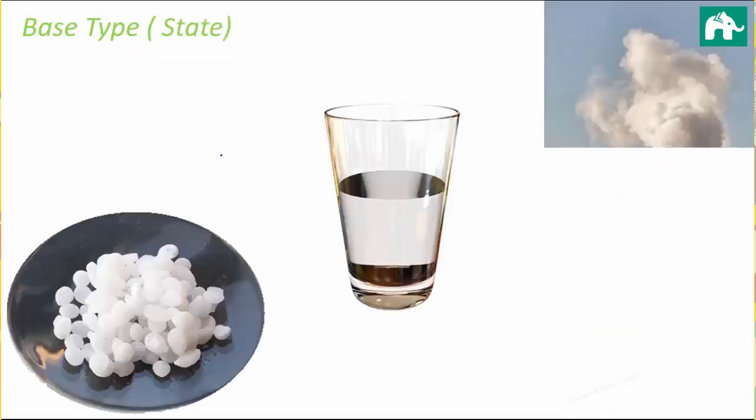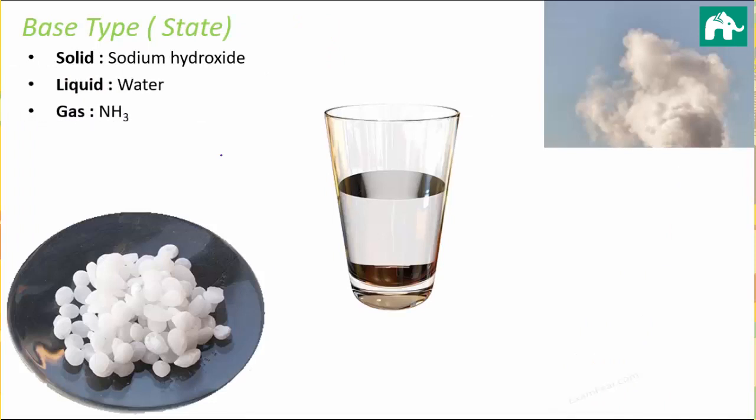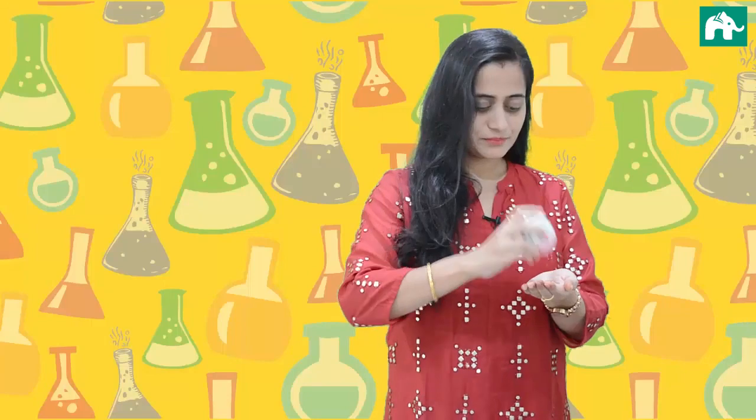Let's also talk about solid, liquid and gas forms of bases. So examples are sodium hydroxide, which is in the solid form, as you can see in the picture. They are in the form of these white color crystals. Then you have the liquid form, which is like water. And then you have gas, NH3, ammonia. It is in the gas form, but this is also a base.